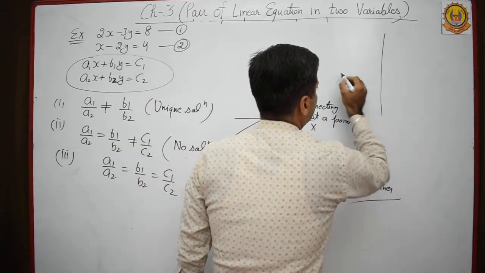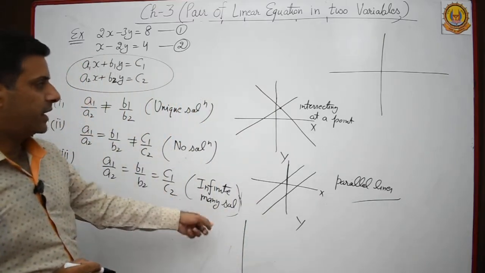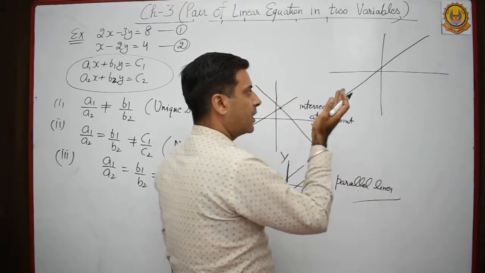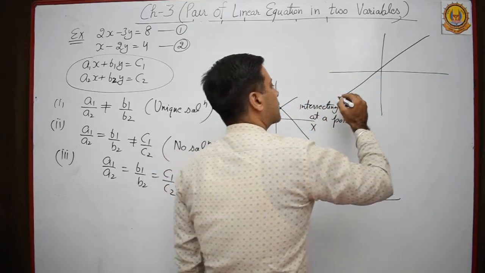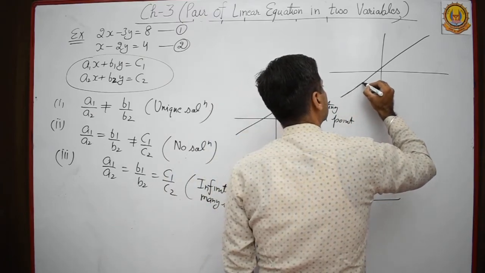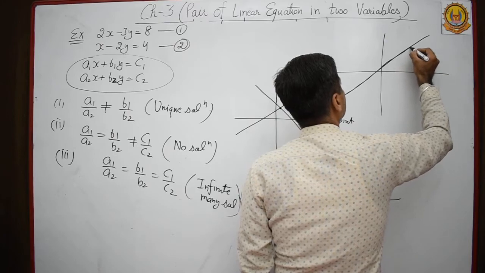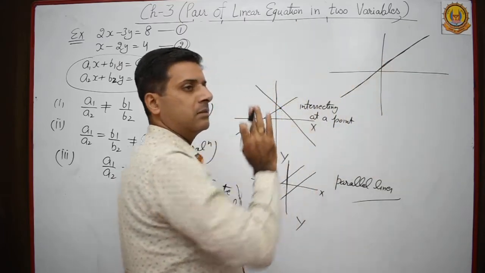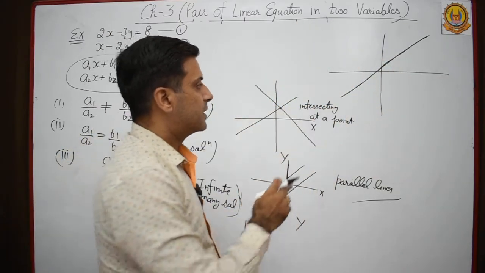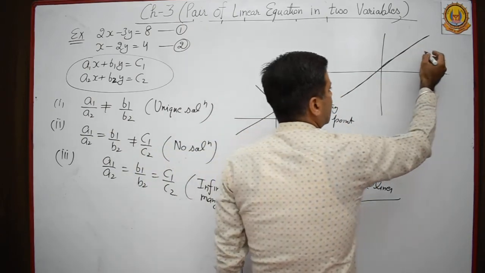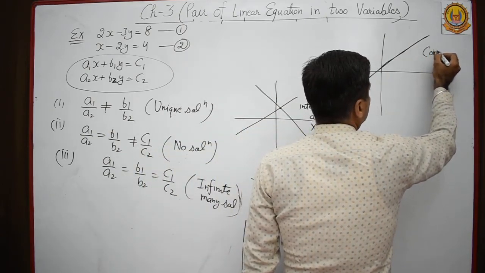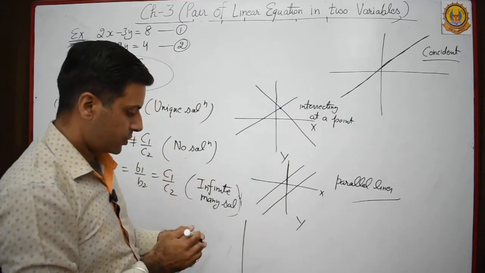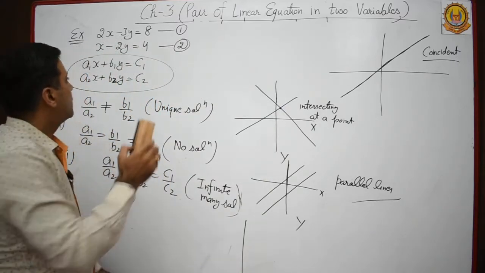Here I am going to tell you about infinitely many solutions. So you will get a straight line like this. One equation is like this, and one more straight line coincides with this line, one on top of the other. So these two lines intersect at each point. Each point is common to these two lines. So it means it has infinitely many solutions, or you can say the lines are coincident, one on top of the other. So it has infinitely many solutions. Clear?